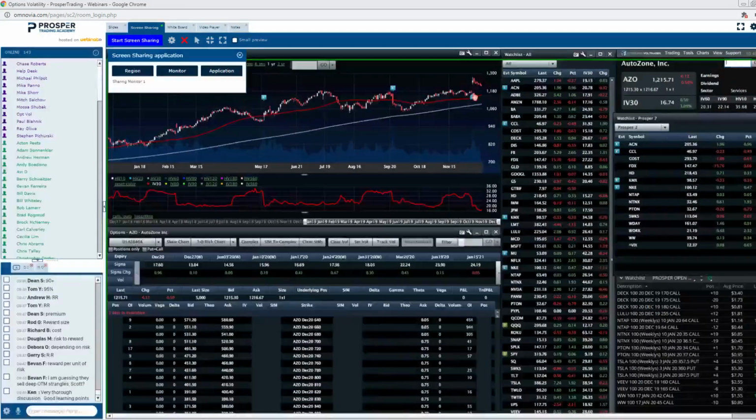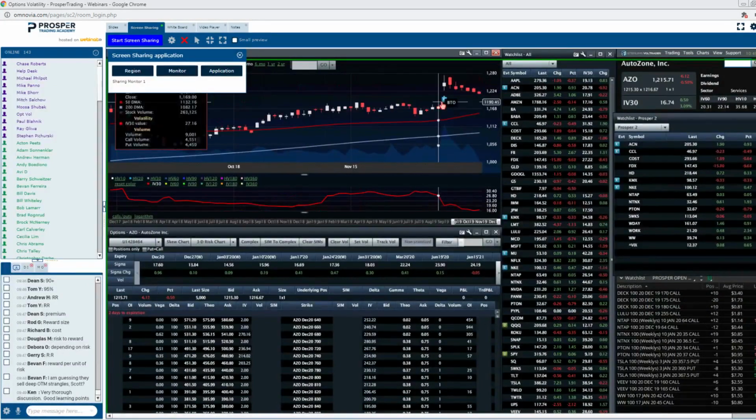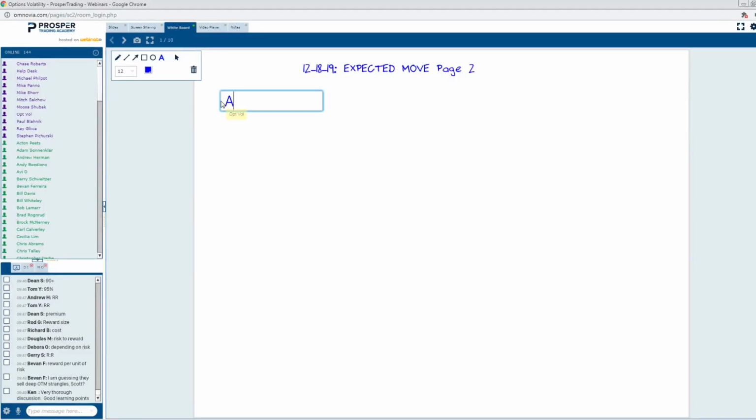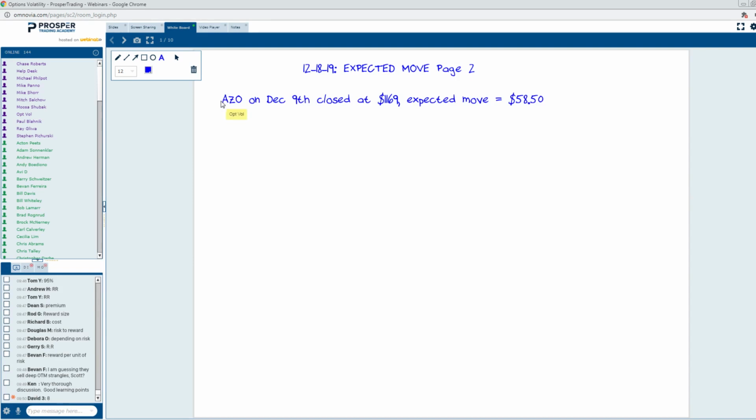Thank you, Ken. But we're going back in time. We're going back to right here, the day right before earnings, on the 9th of December. On the 9th of December, the stock closed, you can see, at 11.69. The expected move was 5%. So the expected move was about how much? The expected move was about $58.50.